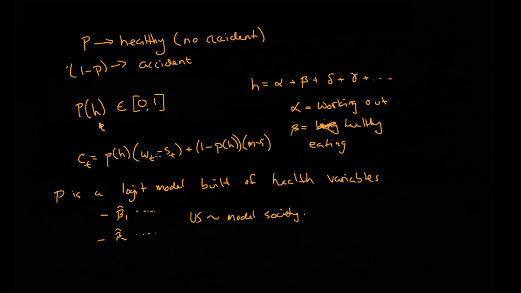Go collect some real data from the United States, build this logit model, and then based on the parameters it spits out, you can do an average prediction, and that average prediction could just be the P of h. Or you could make it calibratable by yourself. You could say how much of your health is affected by working out and how much by eating healthy. And then you just say that the sum of all of these variables, a plus b plus delta plus gamma plus so on, is equal to 1. And that's basically the same thing.